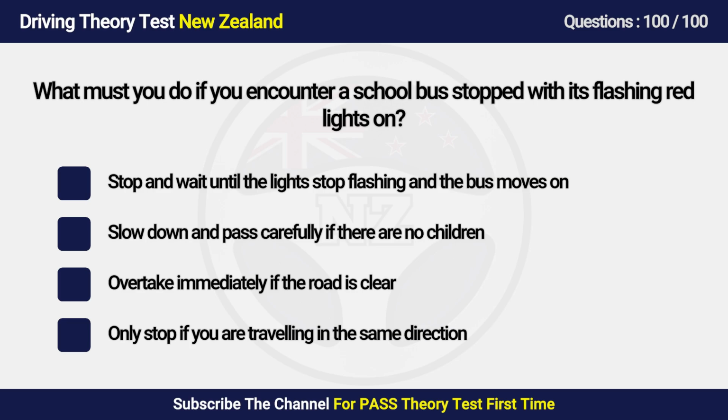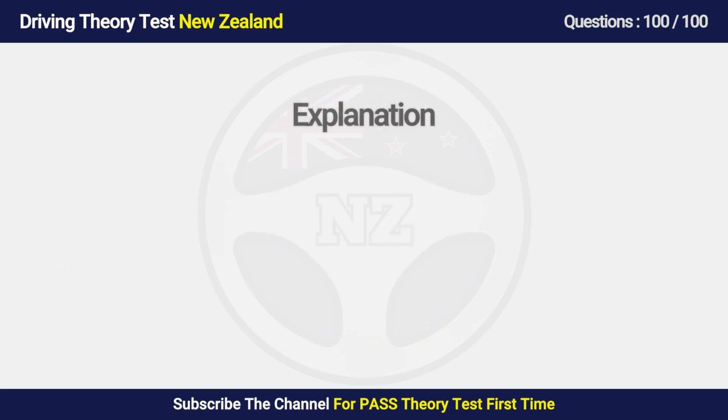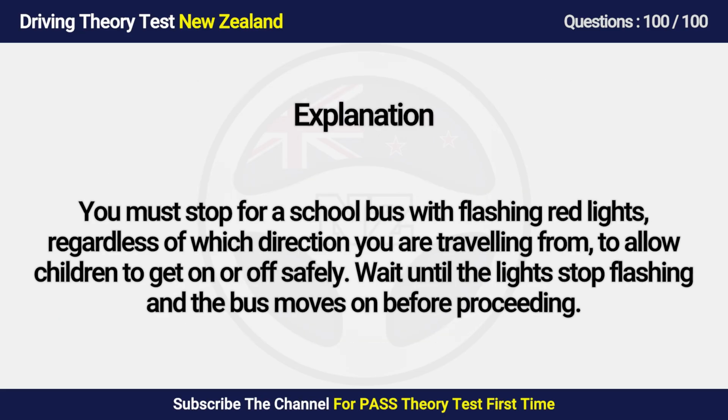A. Stop and wait until the lights stop flashing and the bus moves on. B. Slow down and pass carefully if there are no children. C. Overtake immediately if the road is clear. D. Only stop if you are traveling in the same direction. Answer is A. Stop and wait until the lights stop flashing and the bus moves on. You must stop for a school bus with flashing red lights, regardless of which direction you are traveling from, to allow children to get on or off safely. Wait until the lights stop flashing and the bus moves on before proceeding.